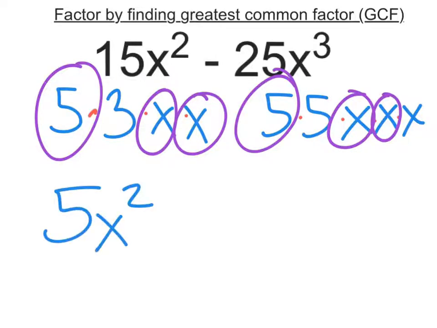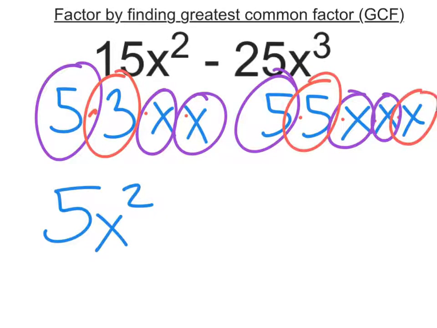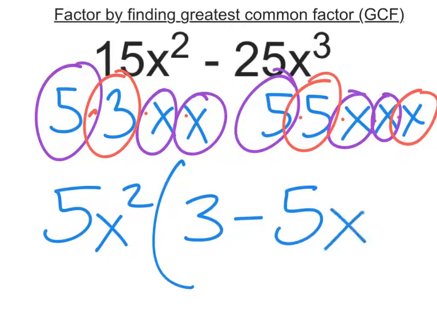We're going to pull out 5x squared, and then what's remaining in the left term? We've got the 3, we've got the 5, and we've got this x on the right side. So we're going to pull out 5x squared, and in the first term, we're left with simply 3. We've got to pull down the negative sign, so it's going to be 3 minus, and then what's left? 5x. So we just factored this expression by finding the greatest common factor.